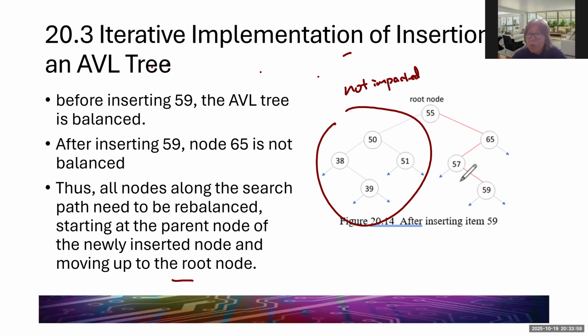Okay, but when we do the insertion, so this is the path. After you insert a new node, each node's height changes. For node 57, the balance factor is -1. For 65, it's 2. And for node 5, the balance is 0, okay? So we can see that along the path, node 65 is not balanced.